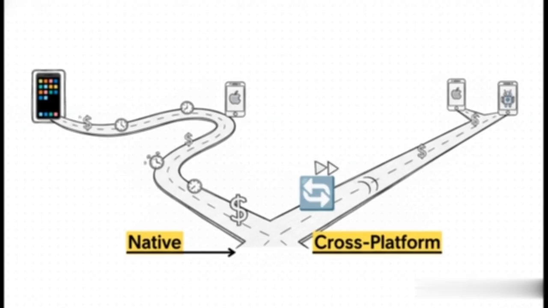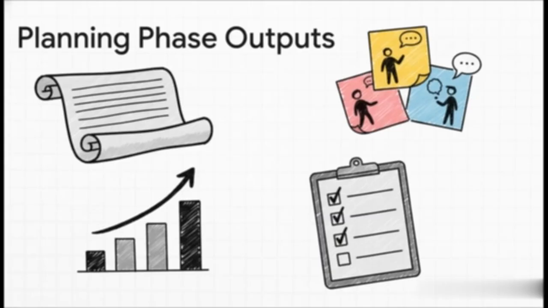So by the time you're done with this whole planning phase, you've got actual documents you can hold. You'll have a PRD, which is basically the Bible for your app. It spells out everything. You'll have user stories, which are great because they frame everything from the user's point of view. And you'll have a prioritized feature list that defines your MVP, your minimum viable product. This whole package gives your developers a crystal clear roadmap.